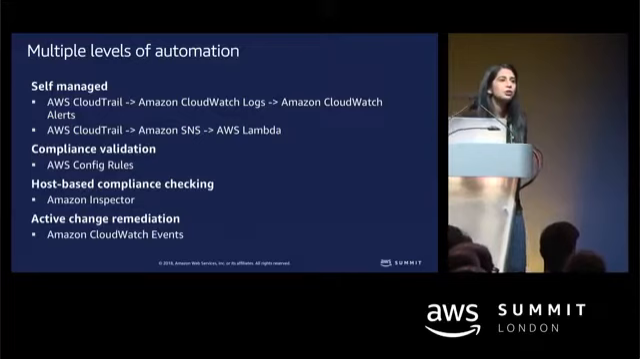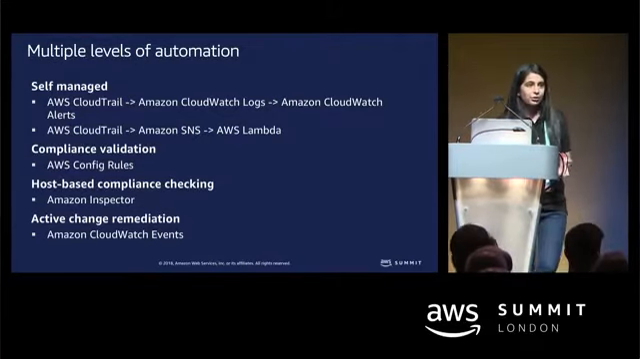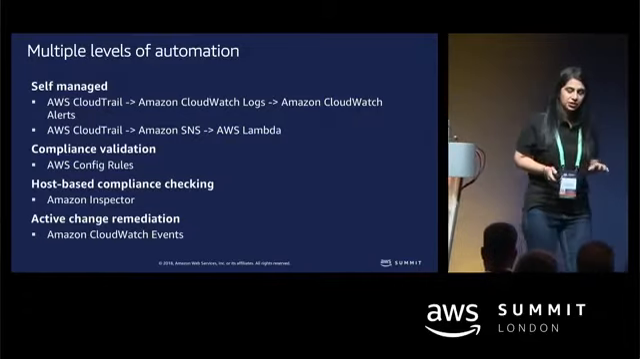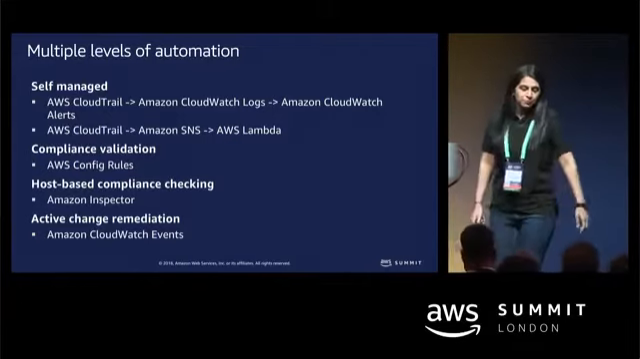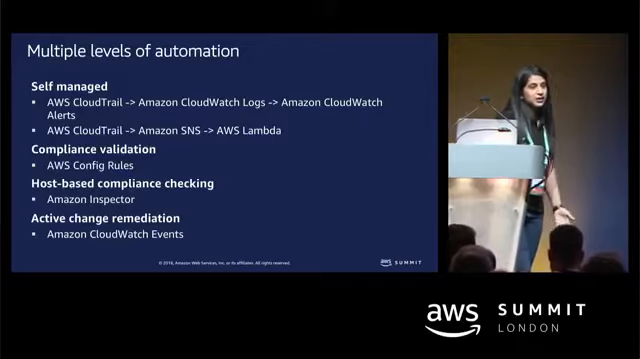There are multiple levels of automation that you can do. You have AWS CloudTrail. If you go with a self-managed one, you can have AWS CloudTrail pushing into CloudWatch Logs, which then pushes into CloudWatch alerts, or CloudTrail sending out SNS, which is your Simple Notification Service, which then feeds into a Lambda function to then action something. You have AWS Config rules and Amazon Inspector.